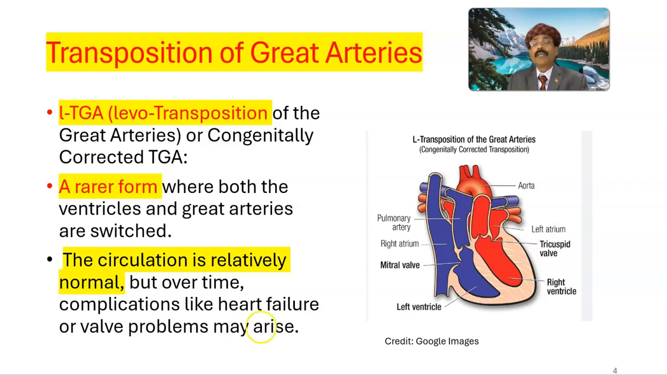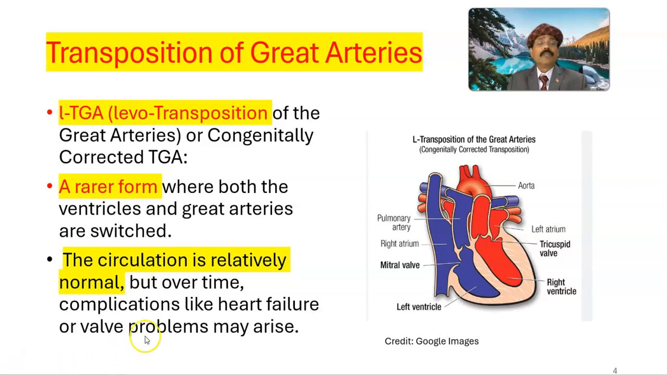Here, the aorta is coming from the right ventricle, and the pulmonary trunk is coming out from the left ventricle. The right ventricular wall here is very thick, and the left ventricle wall is abnormally thin. So what happened? Both the ventricles and great arteries are switched. That is the difference from the dextro type.